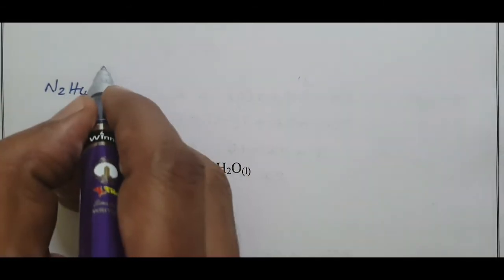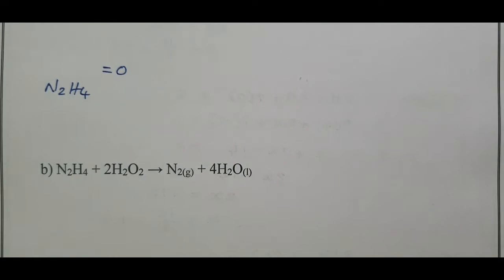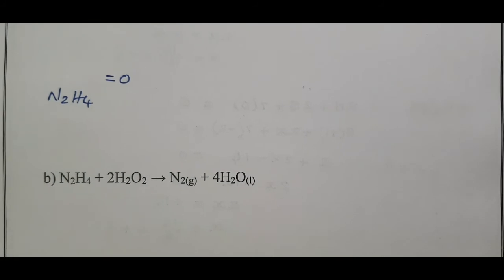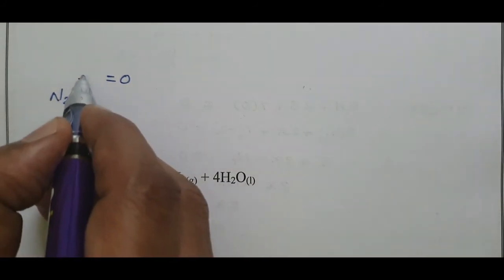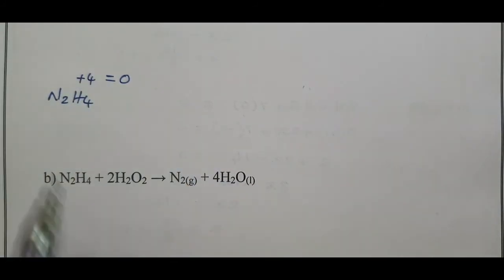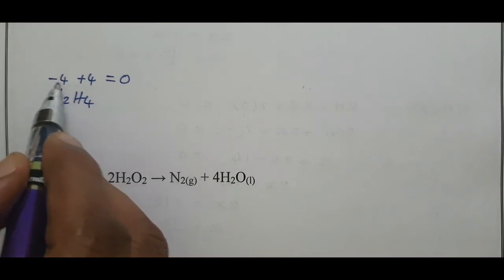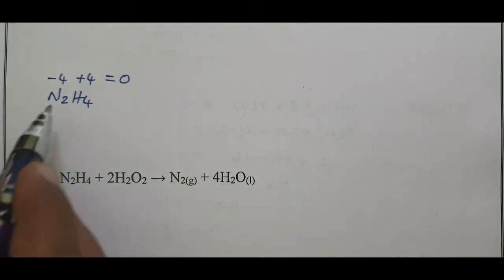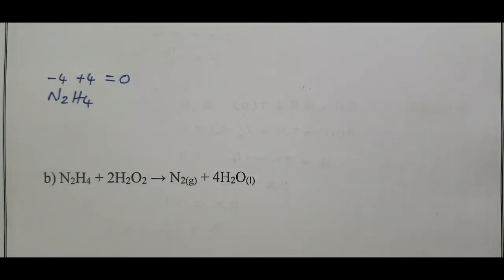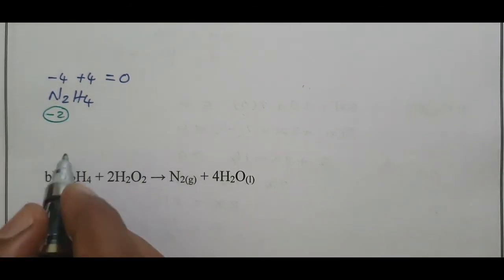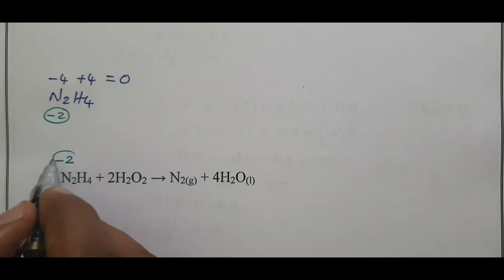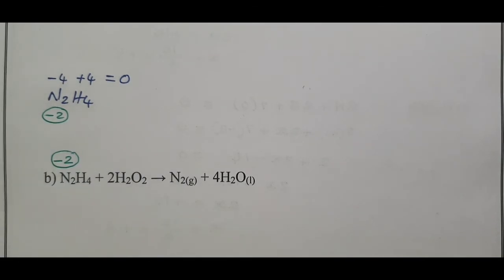It is a molecule, therefore the total oxidation state equals 0. 1 hydrogen is 1+, 4 hydrogen is 4+. By putting here minus 4 and adding these two, we will get 0. 2 nitrogen oxidation state is minus 4. Therefore, for 1 nitrogen, the oxidation state equals minus 2. Oxidation state of nitrogen in hydrazine is minus 2.